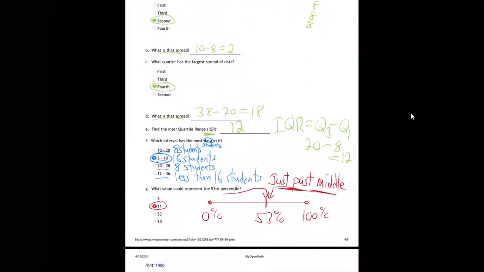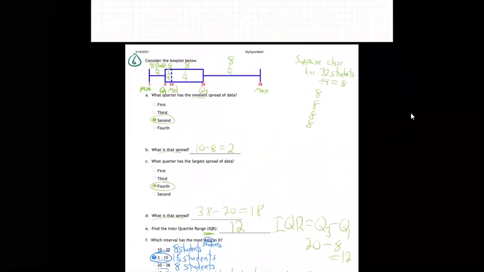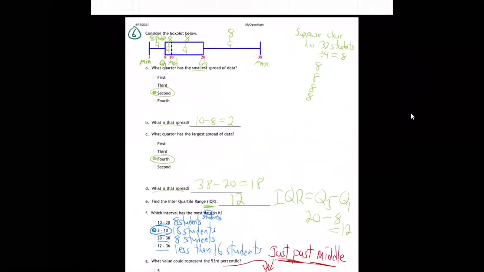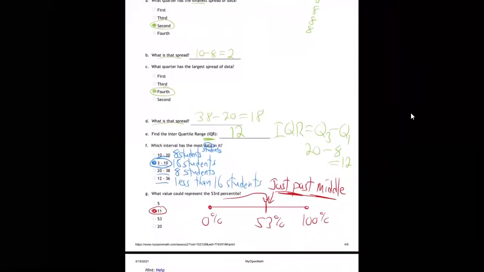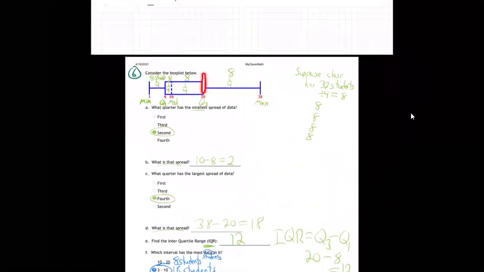In other words, could it be 53? Now 53, nobody could have got 53, right? The highest score in the whole thing is 38. You can't get 53. They're just testing to see if we're paying attention, if we know what these things mean. How about 20? No, 20 would be right here at the third quarter. That's way past halfway. Here's halfway back here. 20 is at the third quarter. That's 75% of the way through the data. That'd be 75 percentile. No, it's got to be the 11 because the 11 is just past halfway.